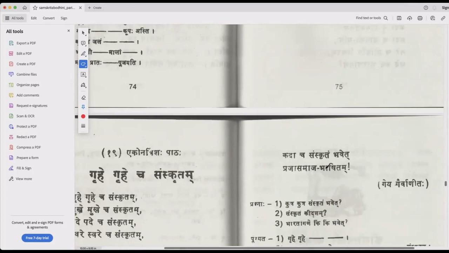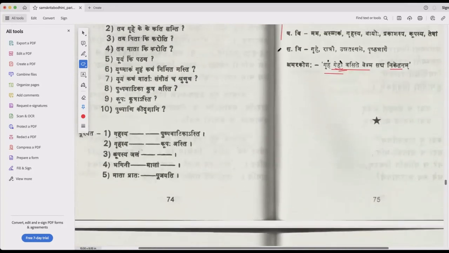So the next one is a padyam. We can do that next time. Is that okay? Super.